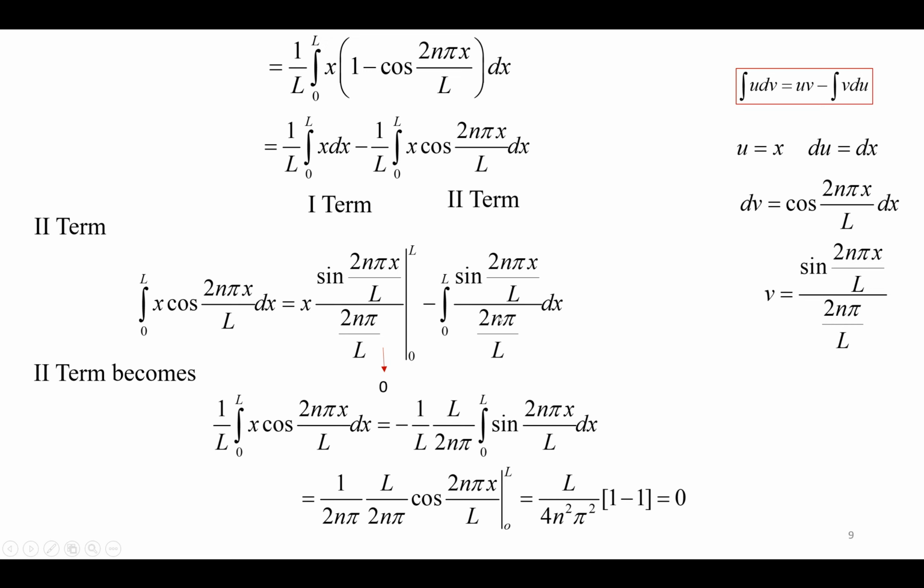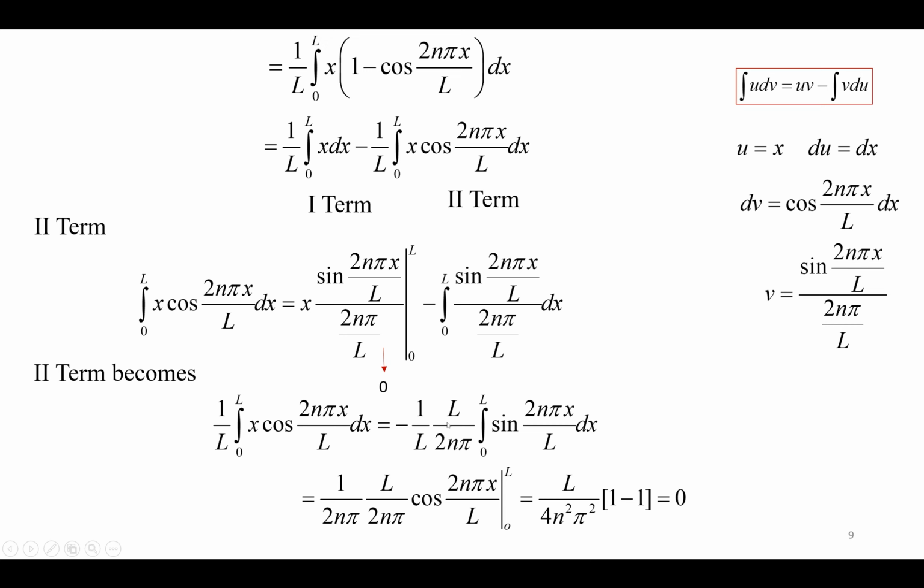Now we will go for the second term. This is our second term, 1 by L, integration 0 to L, x cos 2nπx by L dx, which is equal to, and of course this minus sign, exactly we have written as minus 1 by L, L divided by, that is in the denominator we have 2nπ by L. Just bring this term to the numerator, that will give us L divided by 2nπ. So 0 to L, sin 2nπx by L dx.